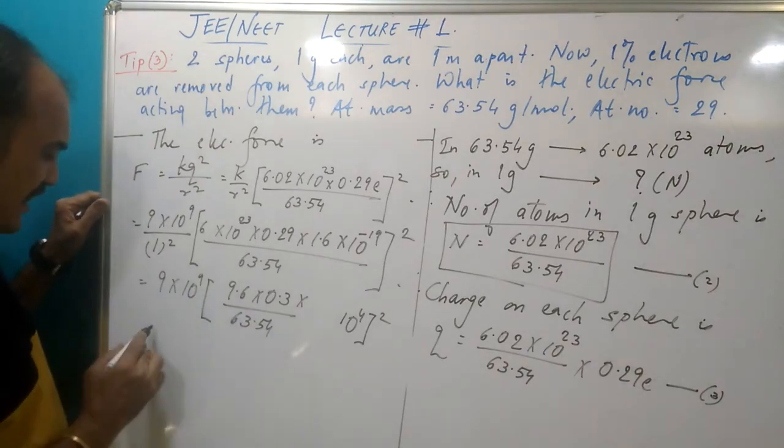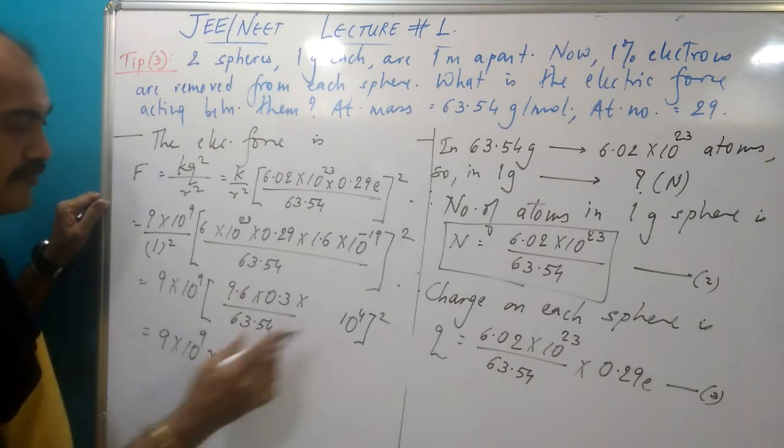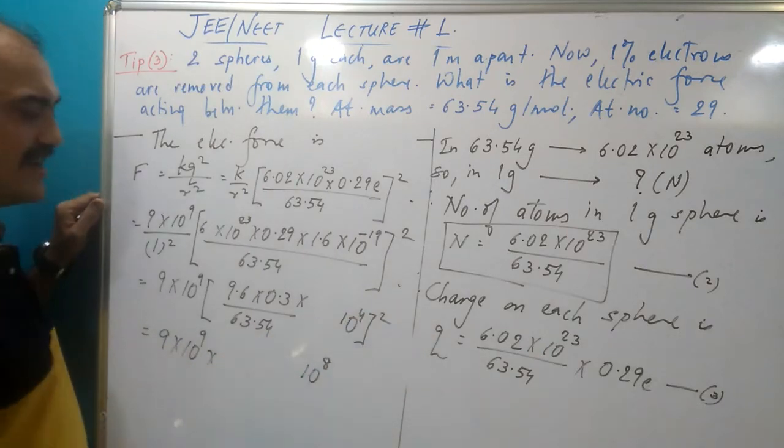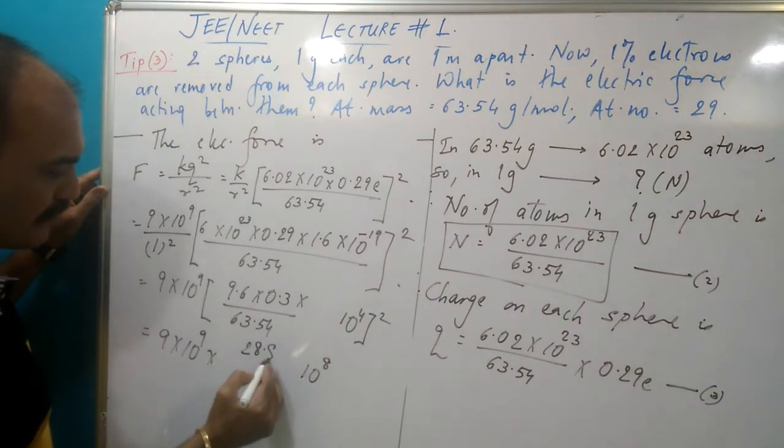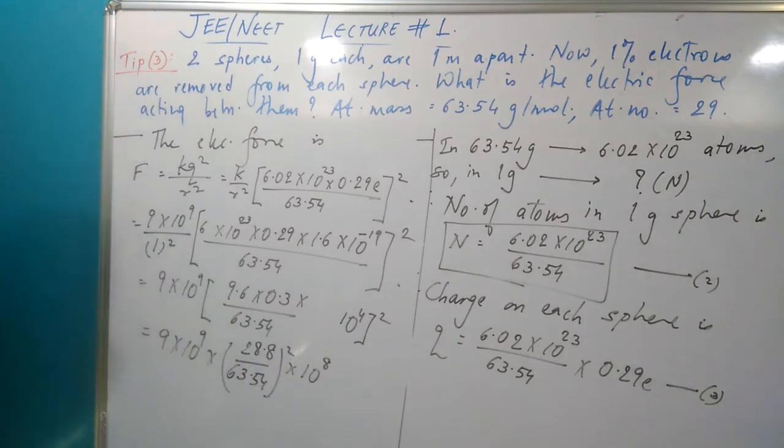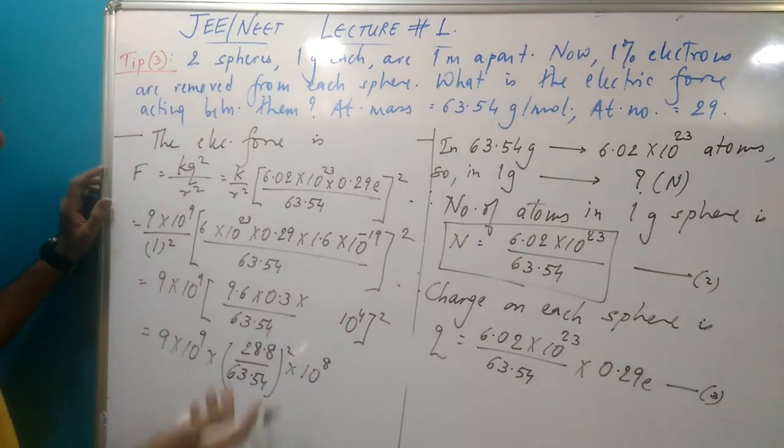This is 9.6, this is 63. Let me get a rough ballpark figure out here. 10 raised to 4 square is 10 raised to 8, and 9.6 into 3, that is 28 point something. 6 3s are 18, 28.8, nearly 28.8, and this is 63.54. This is 30, this is 63. So this is nearly 2.5 times, nearly 2.3 or 2.4 would also suffice. Doesn't matter. You can take this as 30, you can take this as 63.